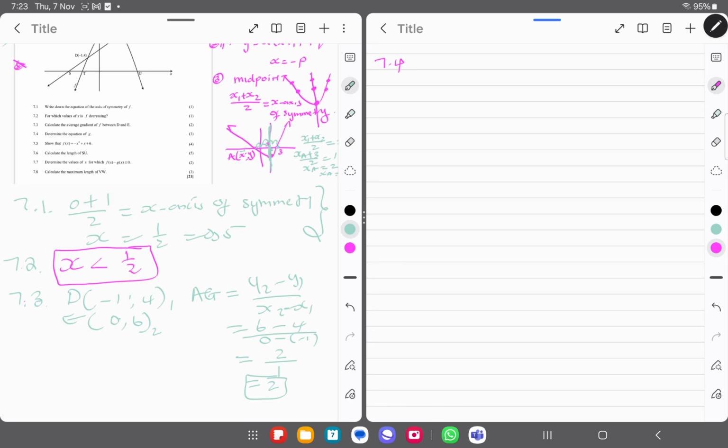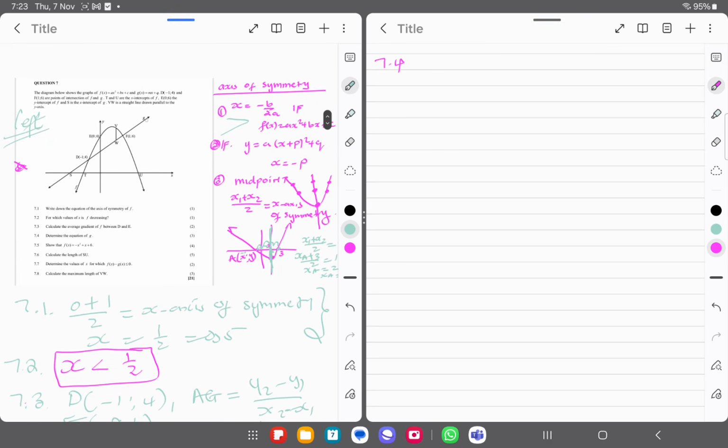7.4, they are asking, determine the equation of g. When you look at g, let me highlight g for you. That's g. It has this point and that point. So if I can get the gradient, y2 minus y1 over x2 minus x1. Remember, it's a straight line. So 6 minus 4 over, those are the 2's, those are the 1's. x2 is 1 minus 1.